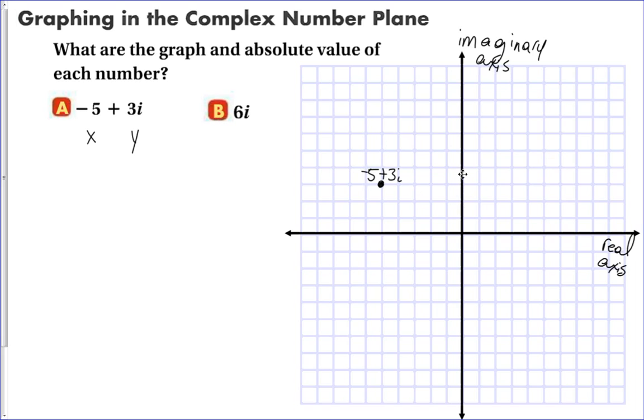1, 2, 3, 4, 5, 6. We're just going to go up 6 on the imaginary axis. So this is the point 6i. Alright, so we're just going to go up. Now, let's find the absolute value of each of these numbers.